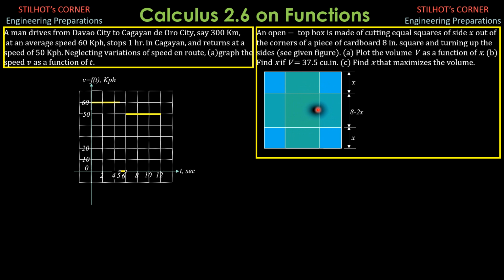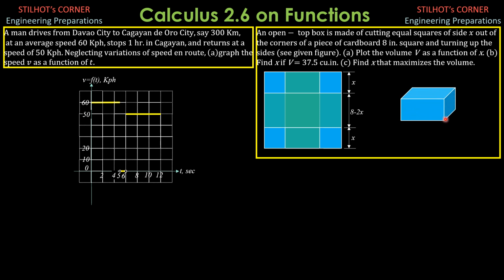So this is the given figure. This is the square sheet, 8 inches by 8 inches. Then we have to cut equal squares, these blue squares here, of dimension x by x, so that the remaining dimension for the base of the box would be 8 minus 2x, and the height of the box would be x after we bend this part here and turn up the sides. So the box will look like this.